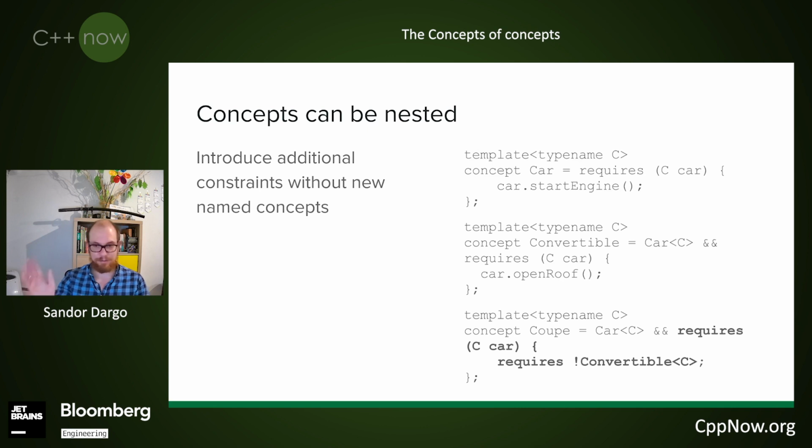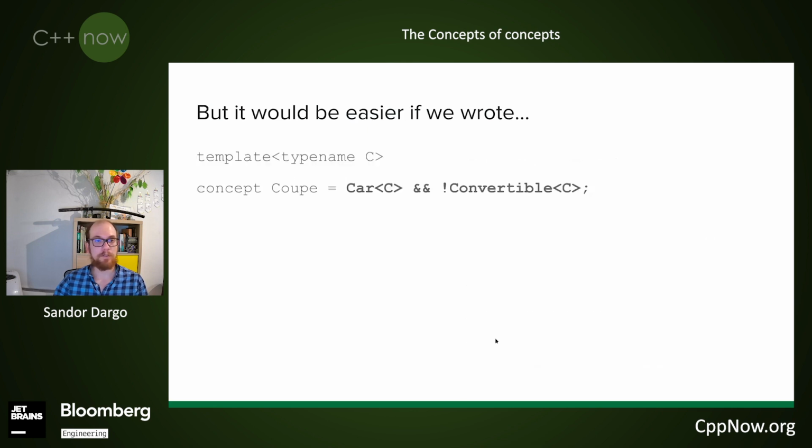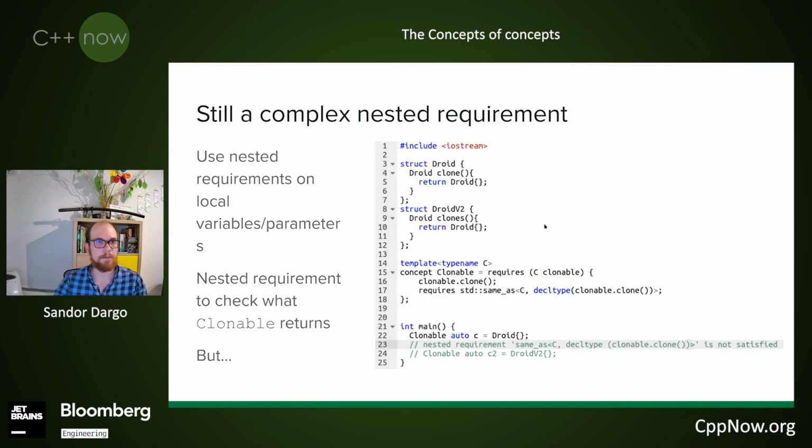I know that it doesn't really mean that it's a coupe, but at least it's not a convertible. So this part that we list, where we mention another concept here, requires that we put the keyword requires once again. But there is a much easier way to do that. We could just say that coupe must model a car, and it must not be a convertible. So let's look at some other example.